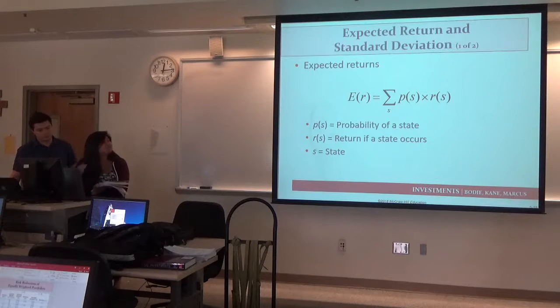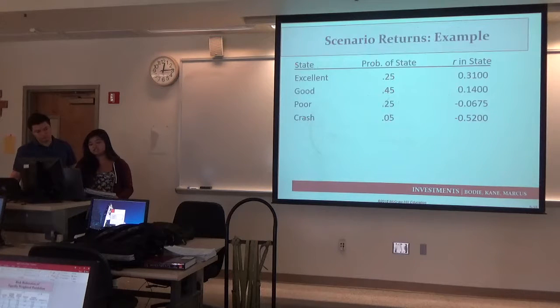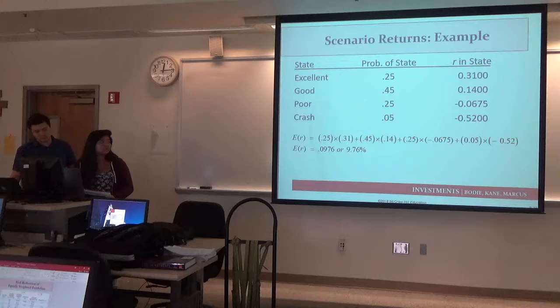For expected returns, you would do the expected return is equal to the sum of the states times the probability of a state times the return if a state occurs. This is an example from our homework, and the expected return came out to be about 9.76%.